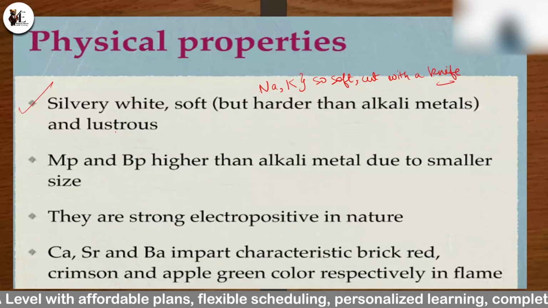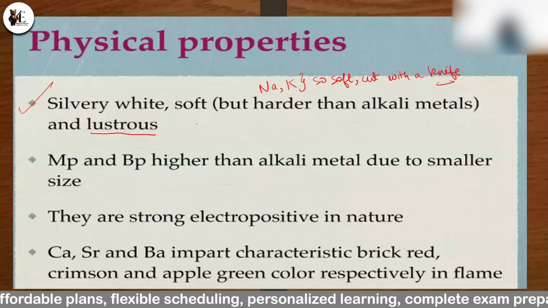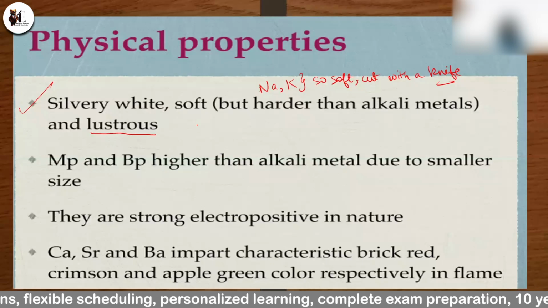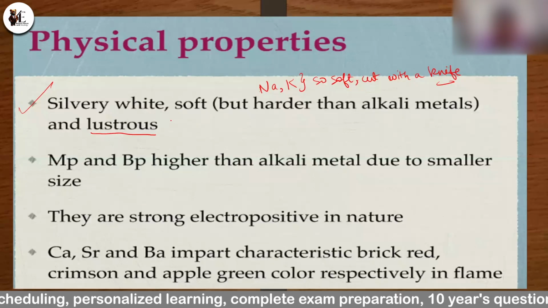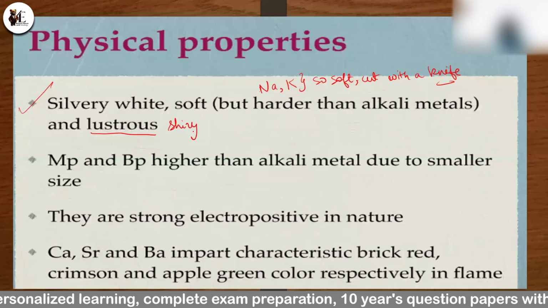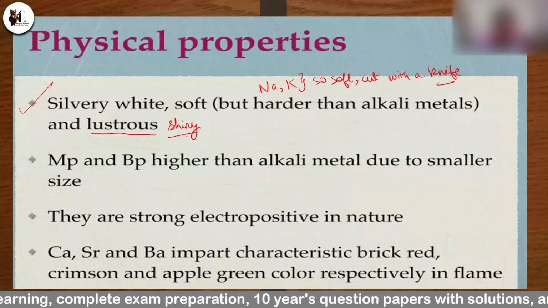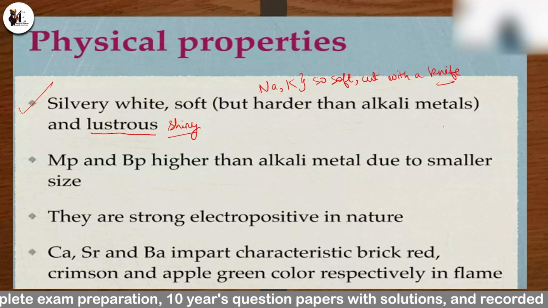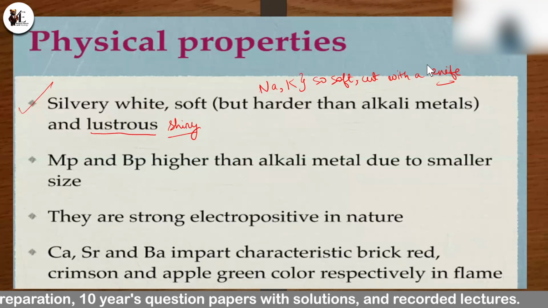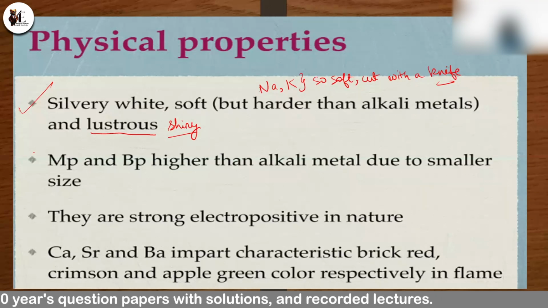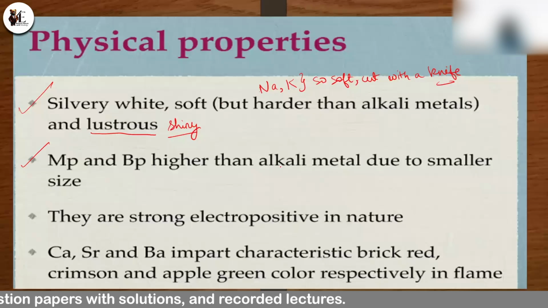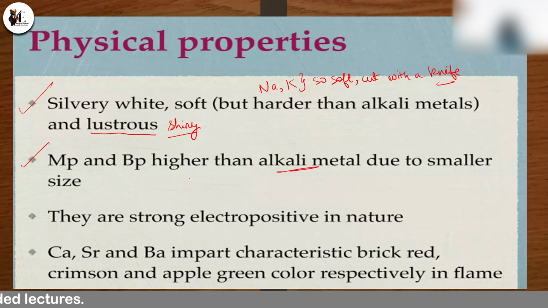They are lustrous. Lustrous means that they are shiny. These are the properties of metals: they are malleable, they are ductile, and they are lustrous. Melting point and boiling point are higher than alkali metals. Why are melting point and boiling point higher than alkali metals? Because of their small size. Do you know that when we move across the period in the periodic table, what happens to the atomic size?